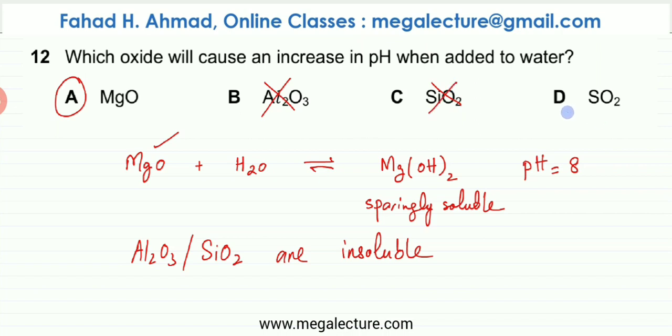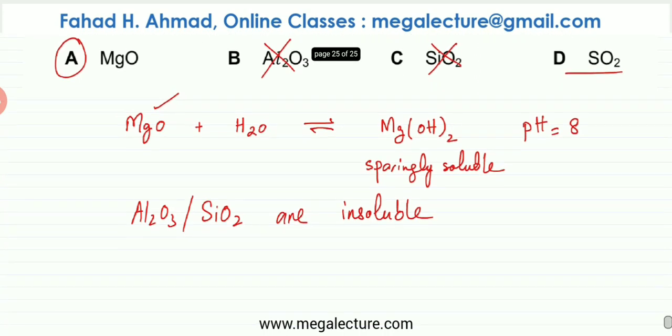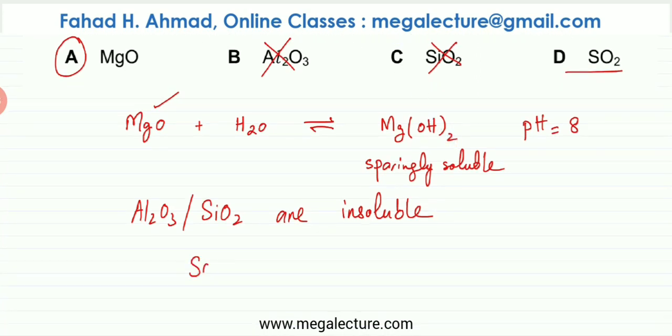And the last one is SO2. SO2 is an acidic gas. What happens when SO2 is mixed in water? It forms sulfurous acid. If I mix SO2 with water, it's going to give me H2SO3, which is a relatively strong acid. Let's call that pH 2. So the pH is going to decrease.